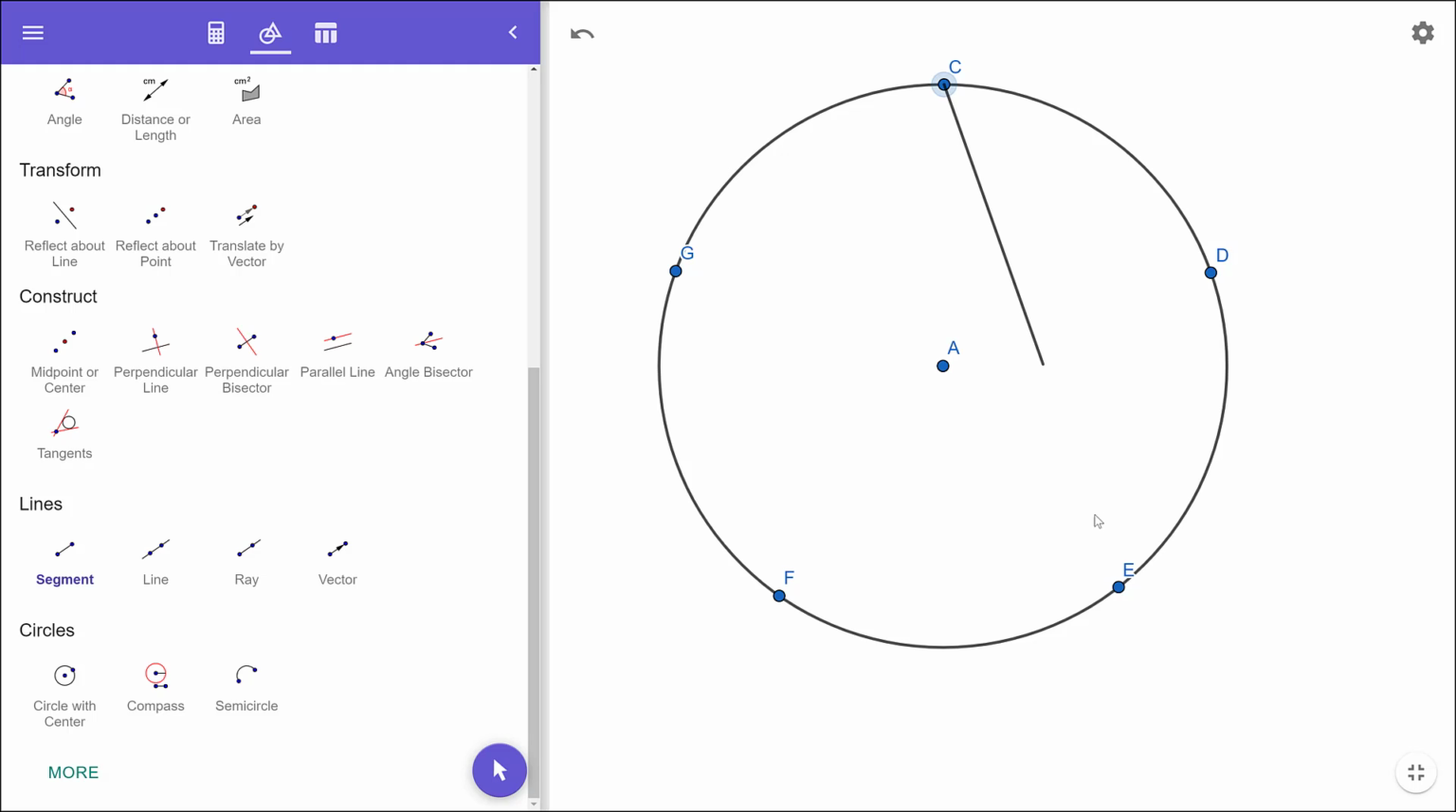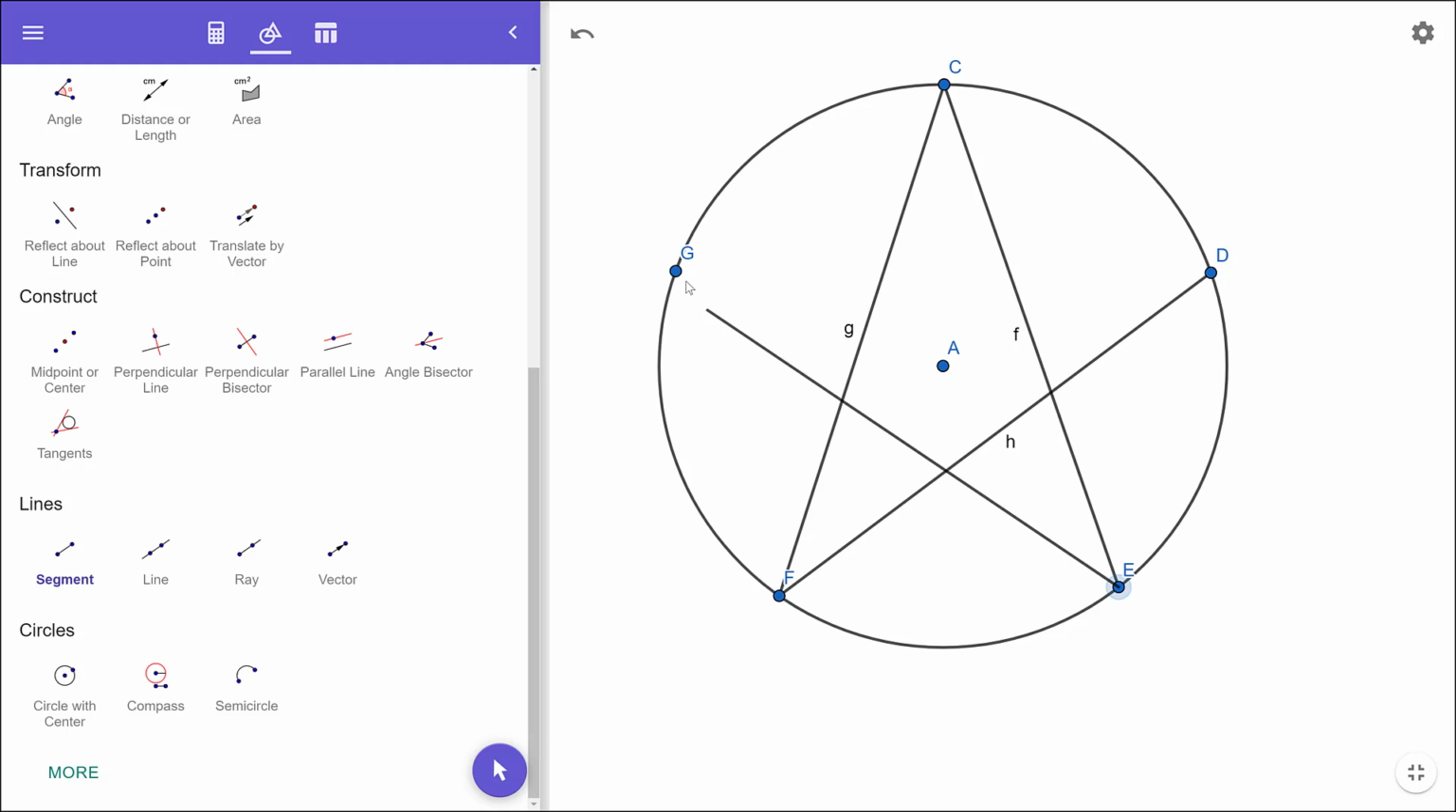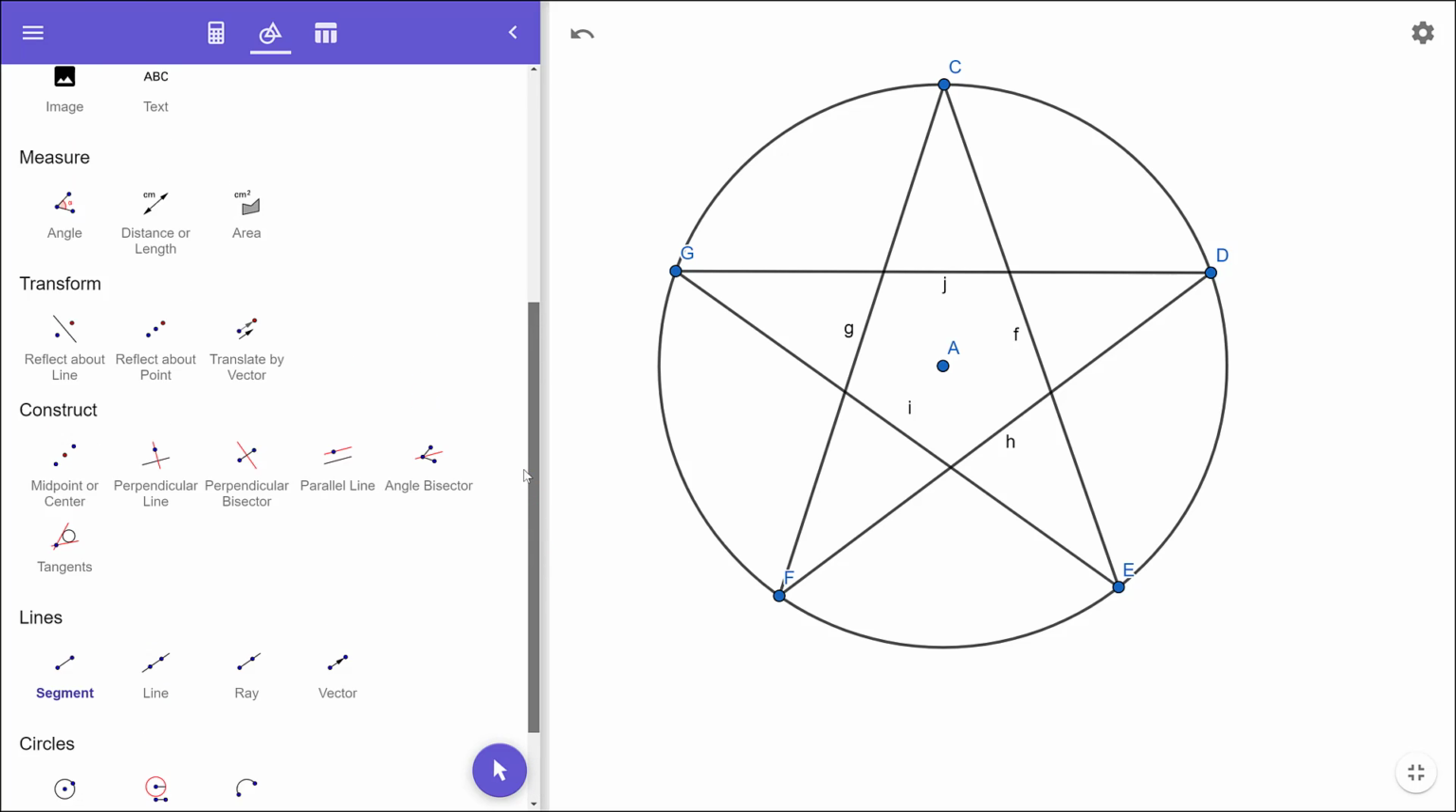So I think I need to connect here with here. This looks good right there. Let's connect F to D and then E to G. And then we'll connect across G to D. And there we go. We have created an inscribed star. Very nice and simple. Alright, now we need to find the measure of each one of the angles.